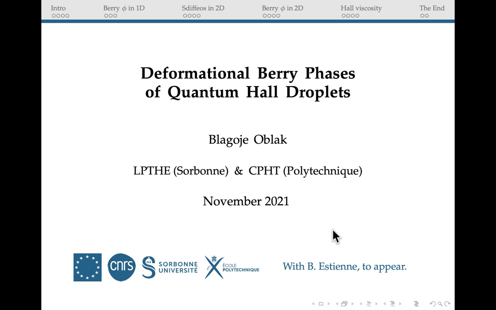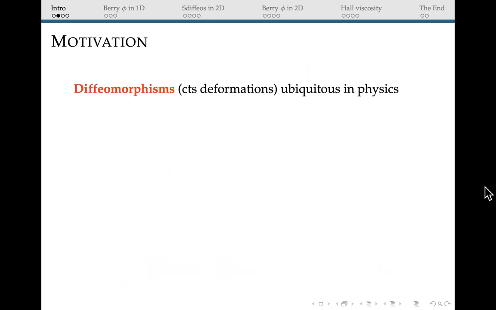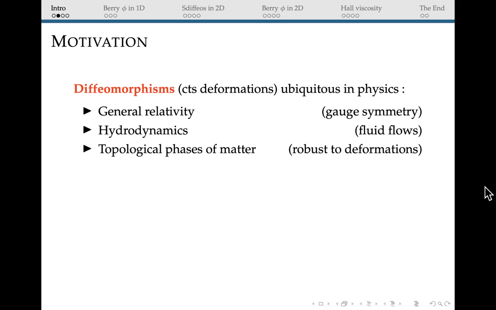Now, I'm actually going to start by introducing the subject in a very broad manner, meaning that I'm going to first motivate the question that I'm going to consider in such a way that I even motivate my research in the last 5 years or so. So the broad motivation comes from the fact that diffeomorphisms, that is smooth deformations of various continuous media, are ubiquitous in physics. For example, in general relativity, they provide the crucial gauge redundancy of the theory. In hydrodynamics, you can think of fluid flows as time-dependent diffeomorphisms. And finally, in condensed matter physics, of course, you're always free to deform your sample in whichever way you like. And this is especially striking in topological phases of matter, where there's a notion of robustness against deformations, which is of course crucial. So in all those cases, diffeomorphisms play an important role.